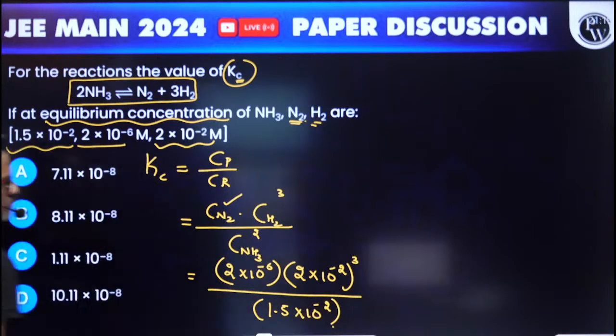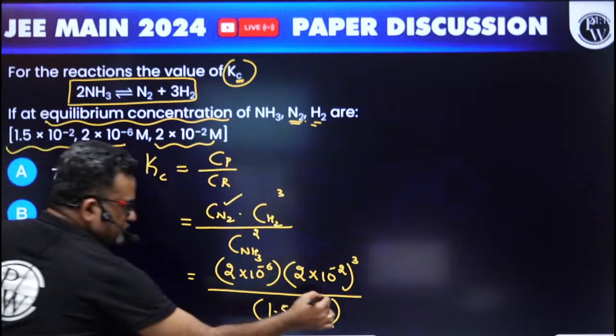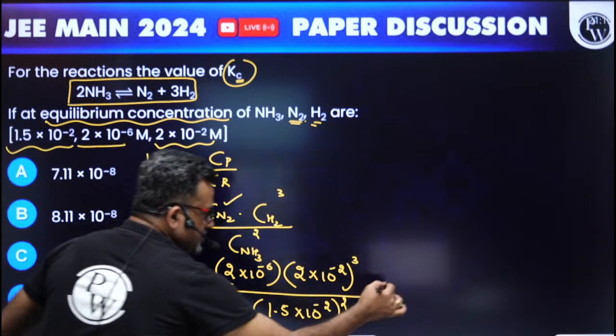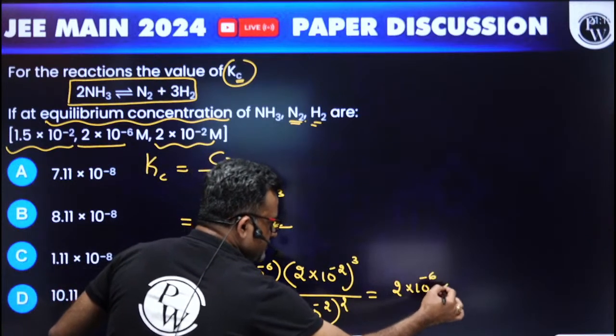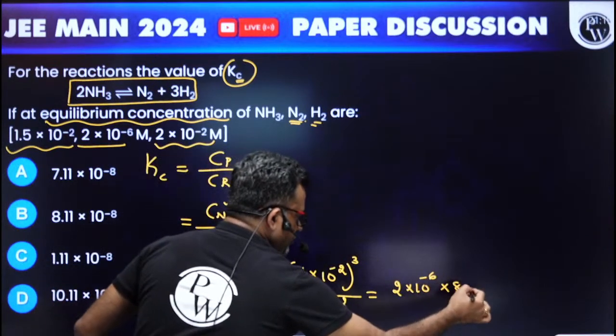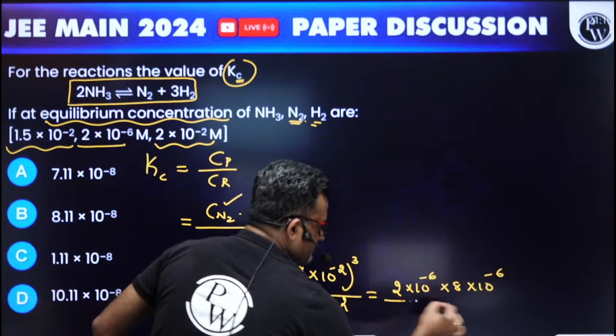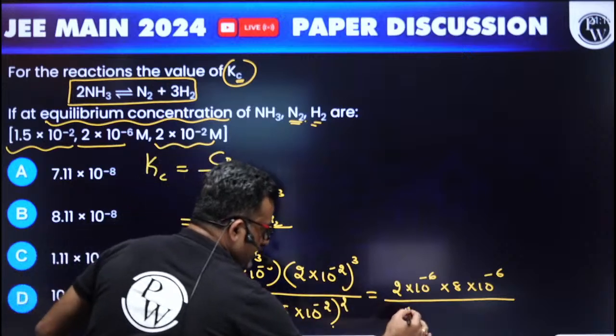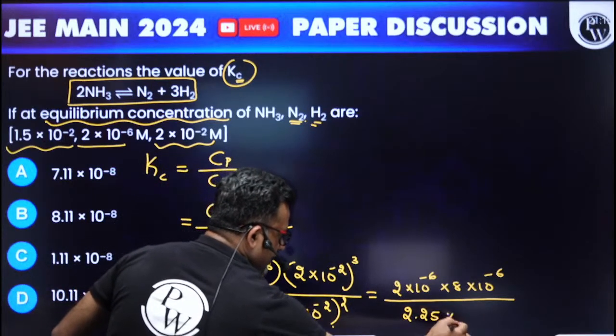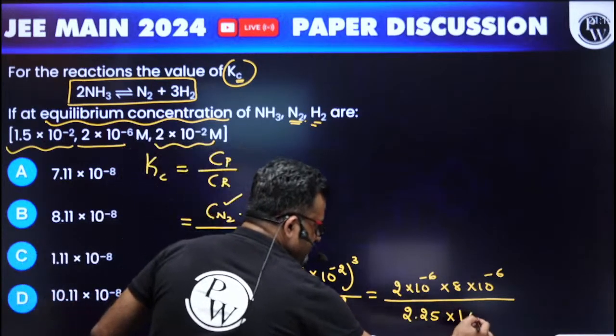1.5 into 10 raised to minus 2, where ammonia is raised to 2. So how do you simplify this? 2 into 10 raised to minus 6. 2 raised to 3 is 8, into 10 raised to minus 6, divided by 1.5 square. 15 15s are 225. I'll make it 2.25 into 10 raised to minus 4.